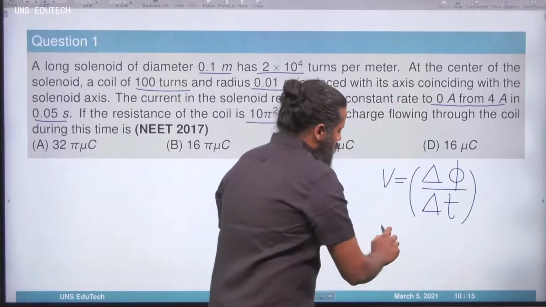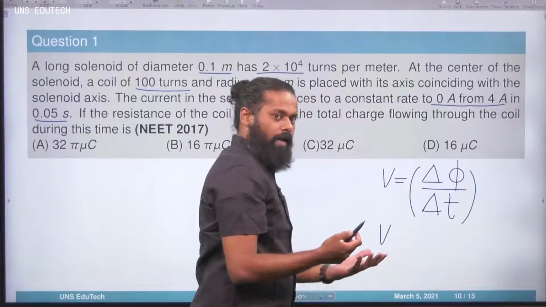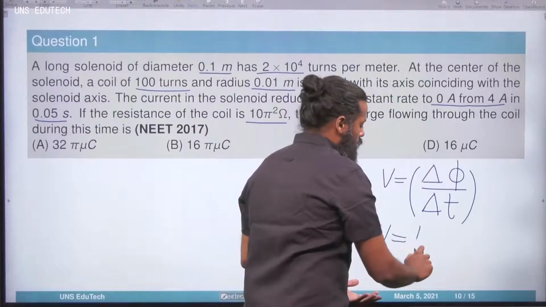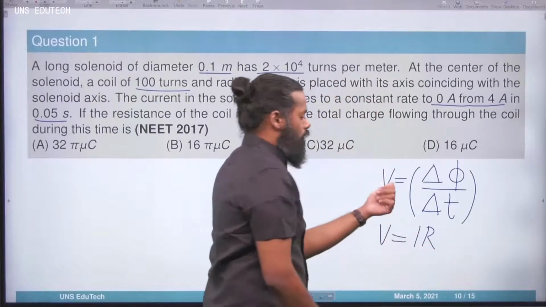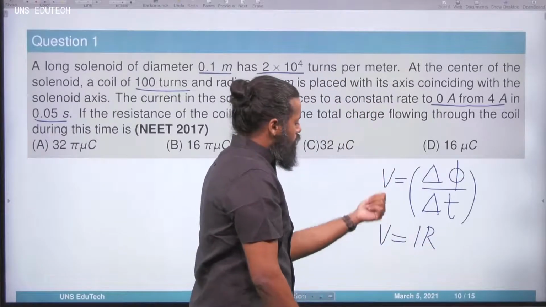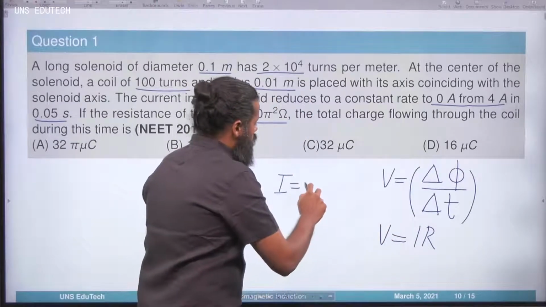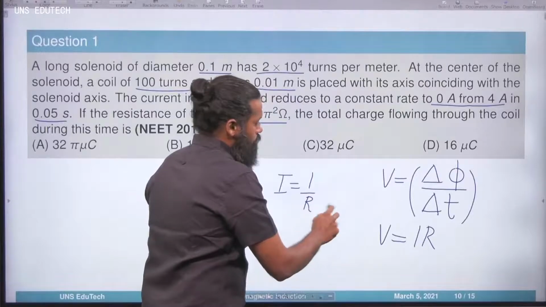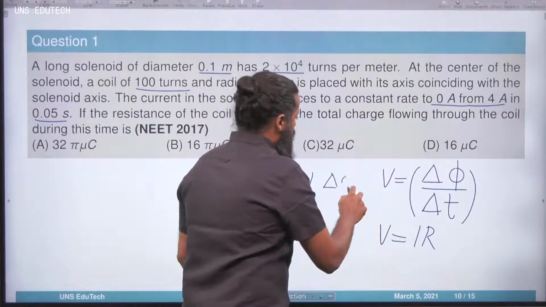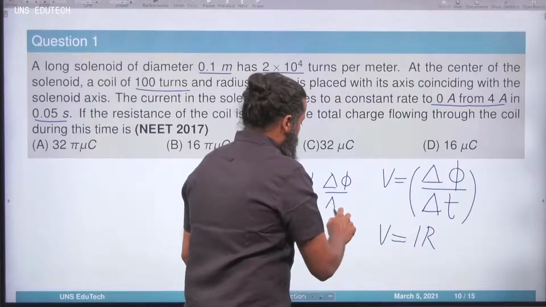So here, you know that Ohm's law you can apply. Ohm's law is nothing but V is equal to IR. From that you can write down, see, V is equal to IR, or current will be equal to 1 by R into change in flux divided by delta time we can apply.